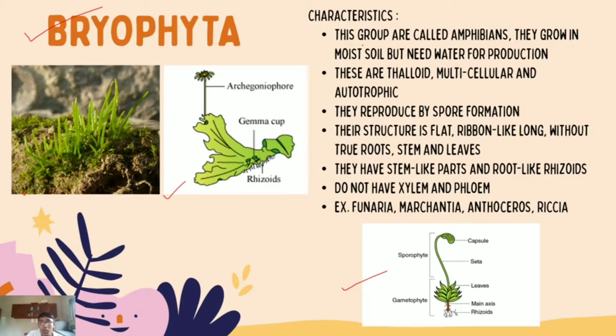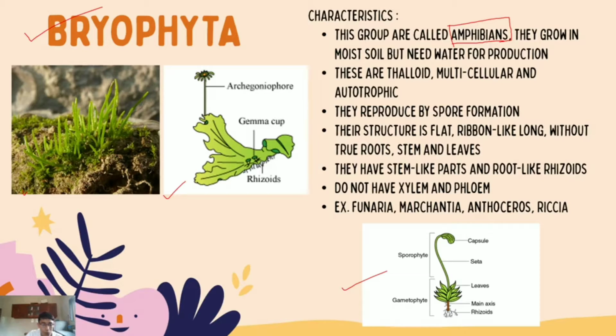First characteristic, this group is called amphibians. The plants which are found or classified under bryophyta are called amphibians. Do you know what is meant by amphibian? Amphibian is nothing but a species which can live in water as well as on land. These are the plants which require land but also water to survive.